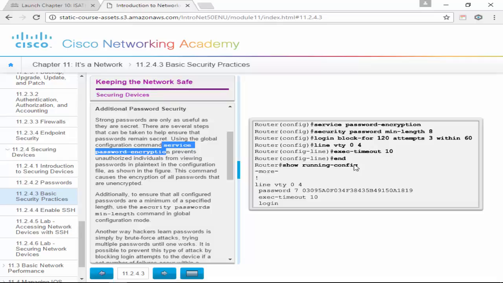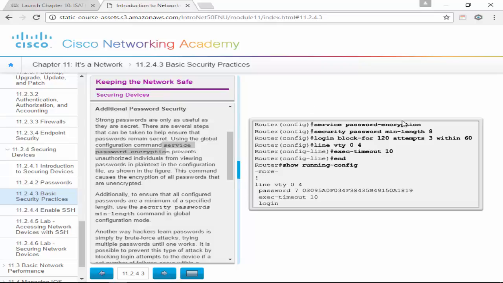As you can see, what that's going to do is it takes this line, VTY password. In the past, you would see it in clear text. Now you can't. You will have to do some of these in the Packet Tracer, so make a note of these. Login block-for 120 attempts 3 within 60. What this is actually saying is block the login for 120 seconds if you get 3 login attempts within 60 seconds. So if somebody's trying to brute force into your device, it's going to stop them from doing it. Security passwords min-length: that's going to make your minimum length for this router's password have to be over 8 characters.